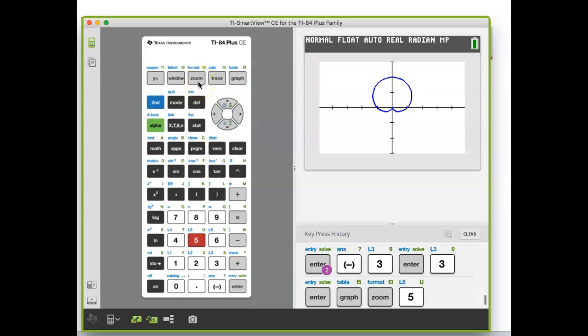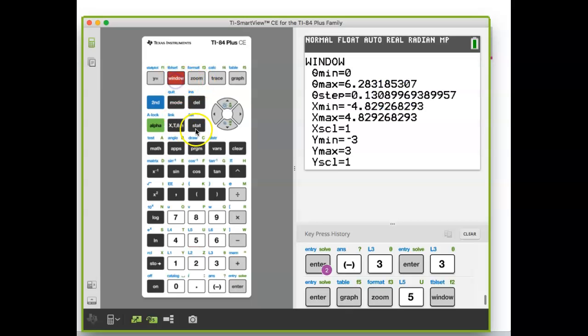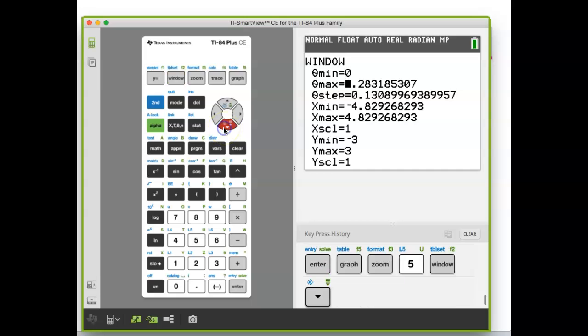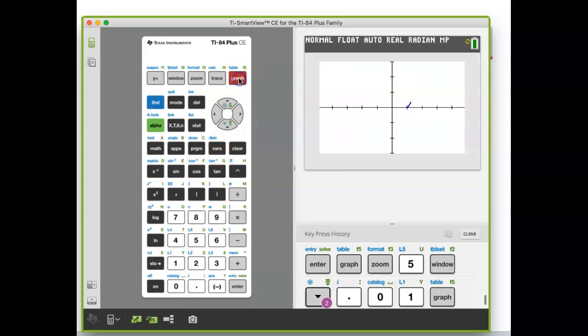And if you ever need to know how it's being traced out and you want to slow down the graph, you can always just make the t step, or the theta step in this case, really small, and you'll be able to see what it's doing a little bit better. So there's our cardioid.